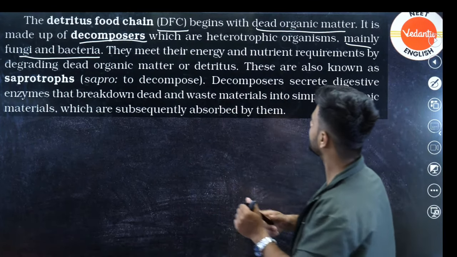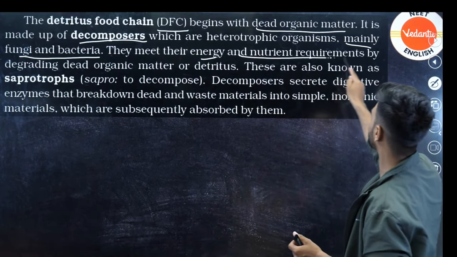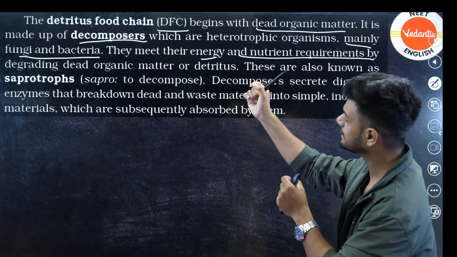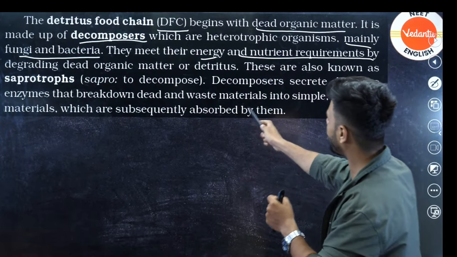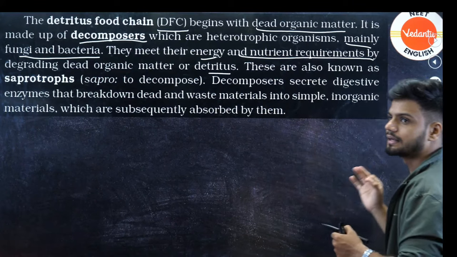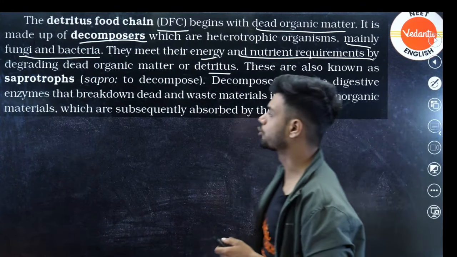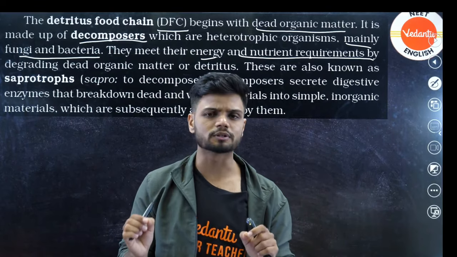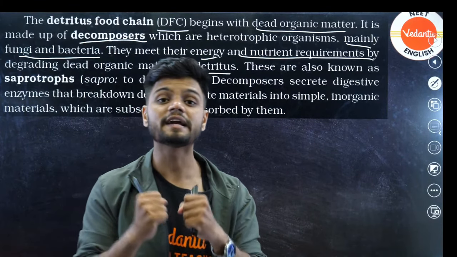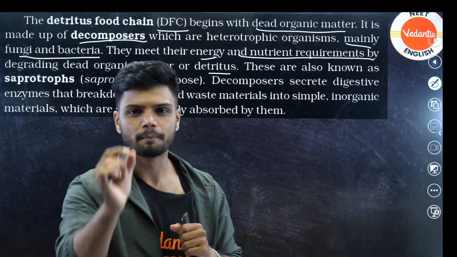They meet their energy and nutrient requirements by degrading the dead organic matter or detritus. Now, these are also known as saprotrophs. All of you know what saprotrophs are? Saprotrophs are the organisms which feed on dead and decaying matter.